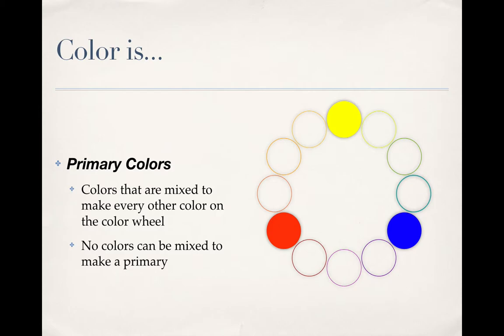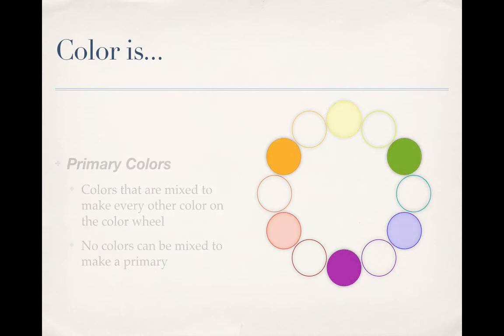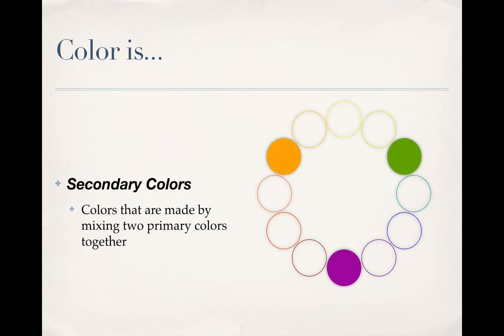Primary colors, yellow, red, and blue, are the three colors that you mix together to make everything on the color wheel. But nothing can be mixed to make those three colors. That's why they're primary. So we can use those colors then to mix the rest of the color wheel. So the next level would be secondary colors. These are orange, green, and violet, and they're simply made by mixing two primaries together.